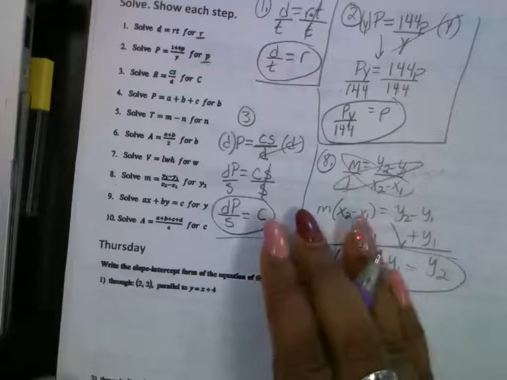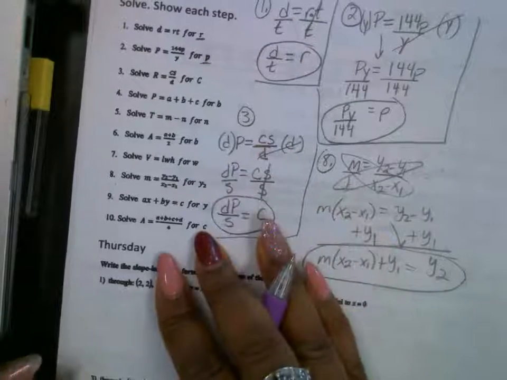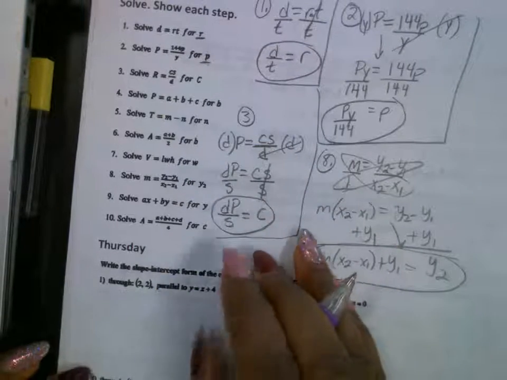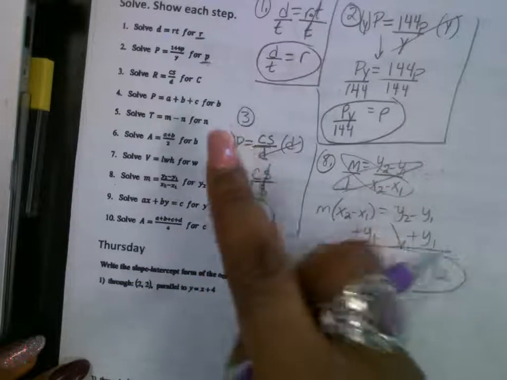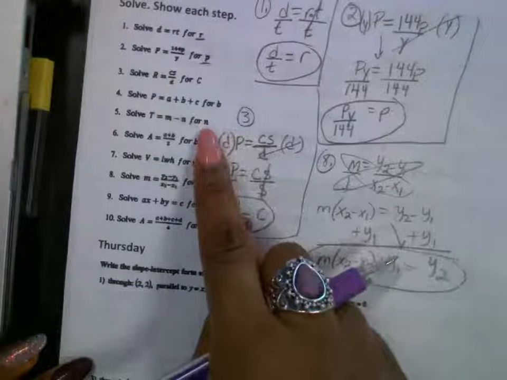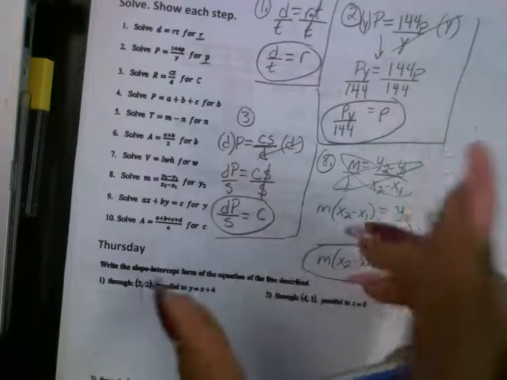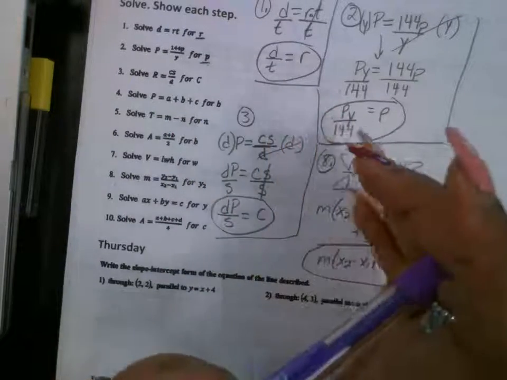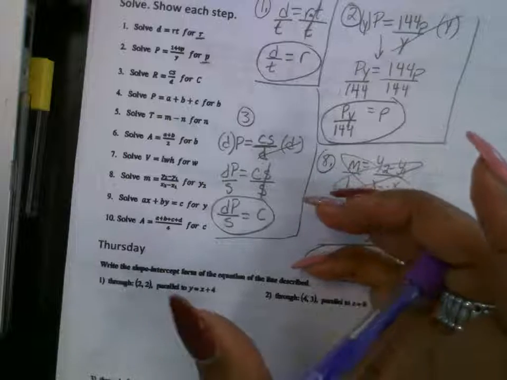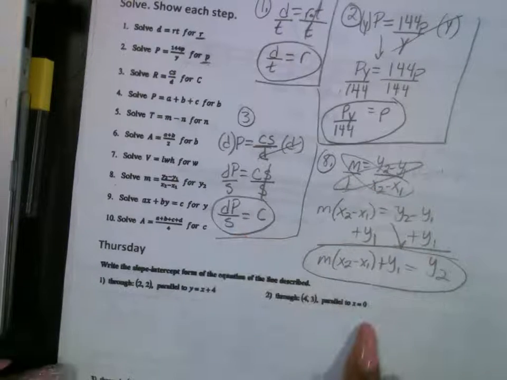All right, so if you have more questions about how to do the problems, please just ask. But remember, all you're doing is isolating the variable that it's telling you to look for. If it's being subtracted, you're going to add to move it. If it's being added, you're going to subtract to move it. If it's being multiplied, you're going to divide. You're using inverse operations here.